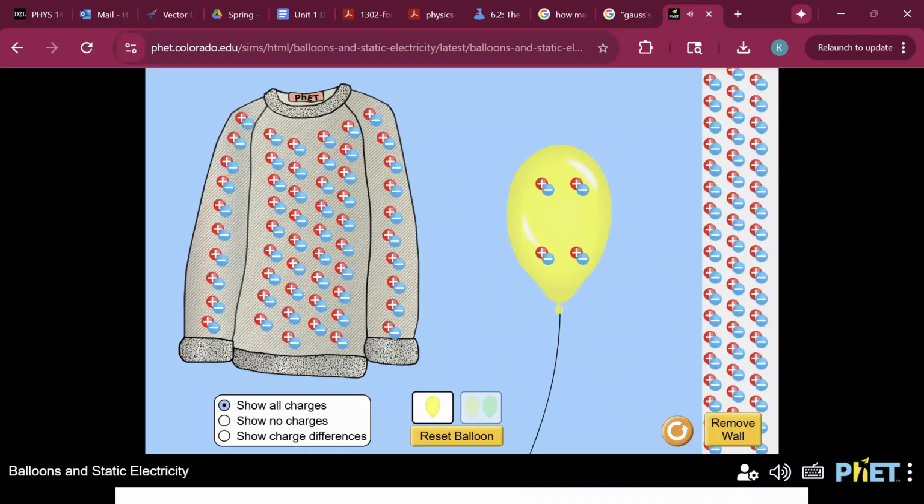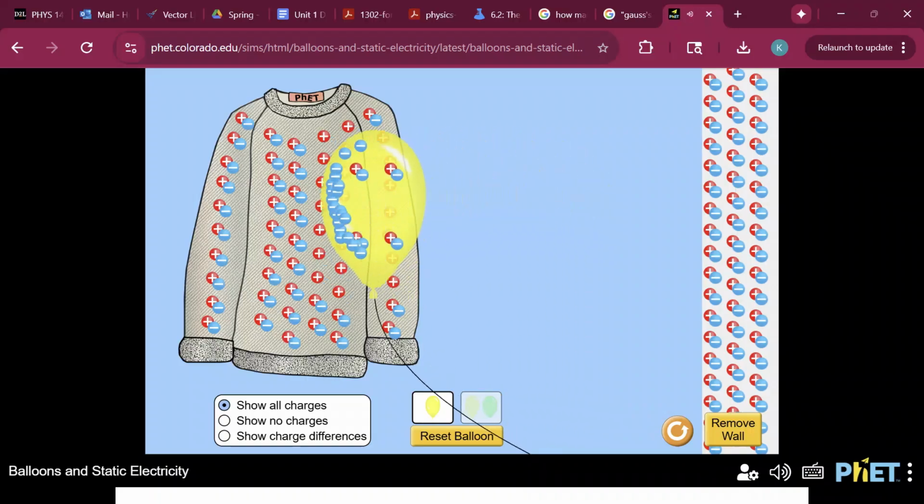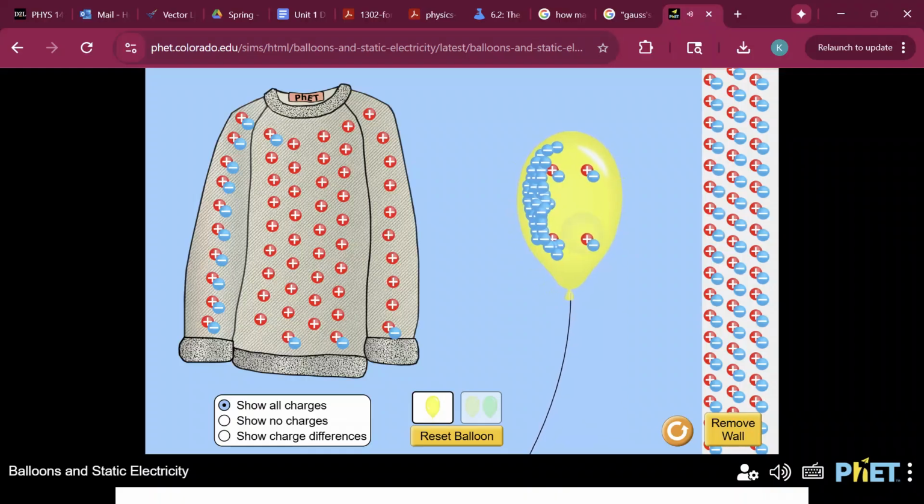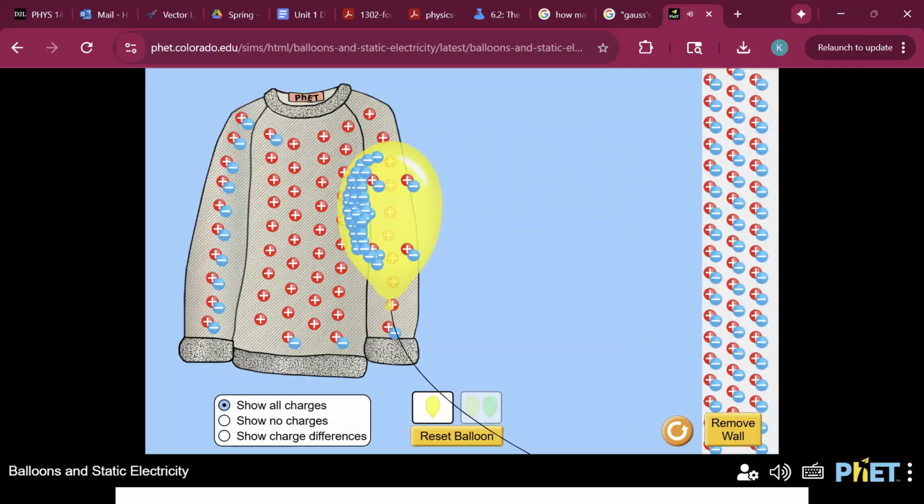If I reset this and show all of the charges, our sweater starts off neutral with equal numbers of positive and negative charges. Our rubber balloon also starts off neutral, as does our wall over here. If I take the rubber balloon and rub it on the sweater, the rubber balloon has a higher electron affinity, and so it's going to attract the electrons away from the wool. This leaves the wool with a net positive charge and my balloon with a net negative charge. And now the opposites attract. That is charging by friction.